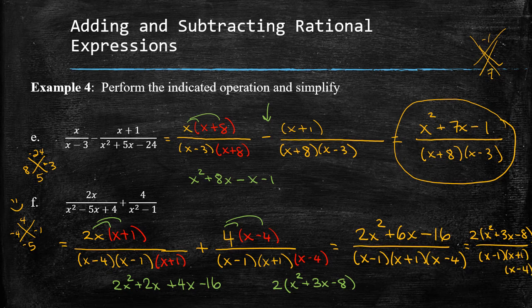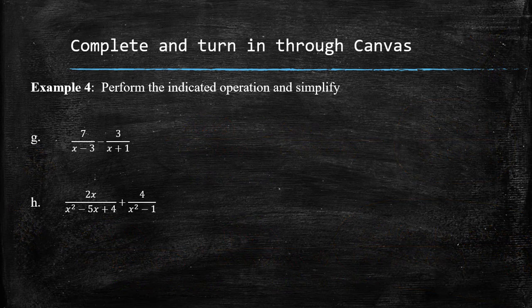Okay, kind of out of room here, but I think you get what I mean. Okay, so either of these two answers is good for your final answer. This first one is considered lowest terms because nothing cancels, right? You can factor, but nothing is going to cancel, so it is in lowest terms. Okay, good. And then the next two are ones that you're going to complete and turn in through Canvas.